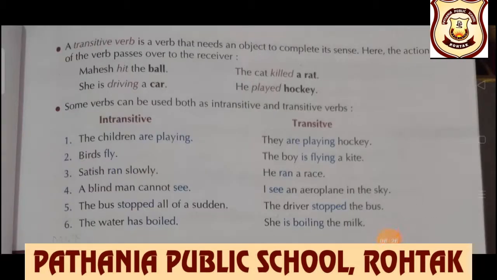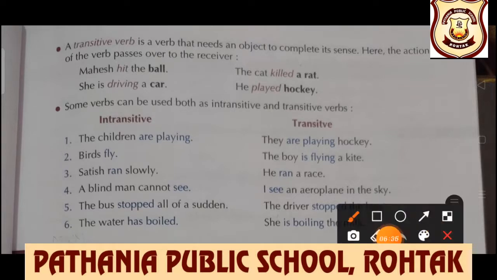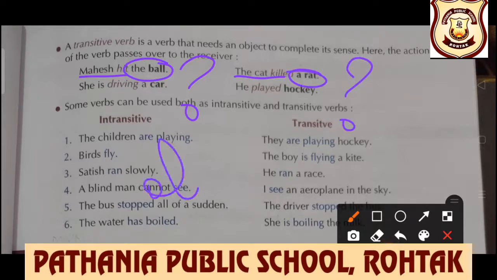On the other hand, a transitive verb is a verb that needs an object, otherwise it does not give a complete sentence. Mahesh hit what? Of course, the ball, an object is required. The cat killed what? To whom? Of course, a rat, an object is required.